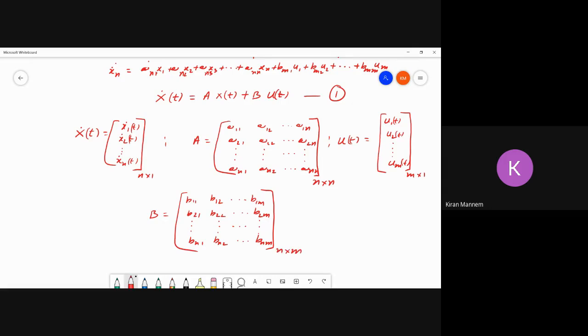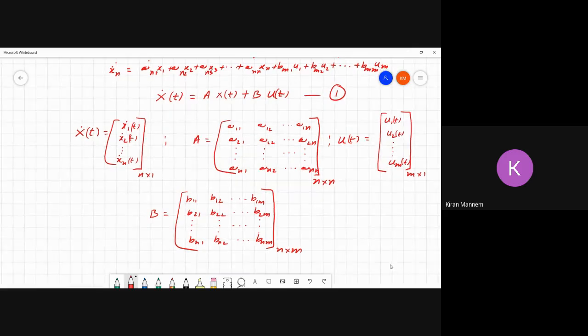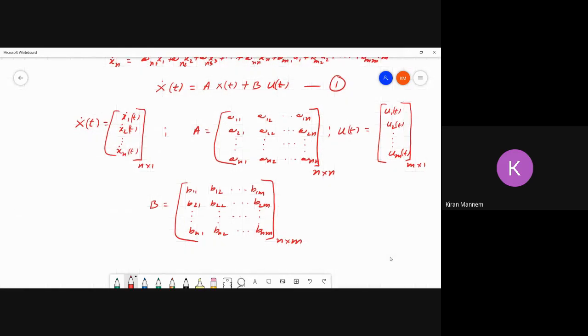So this is your first state equation. Now we shall write the output equations. Have you all noted all these equations?